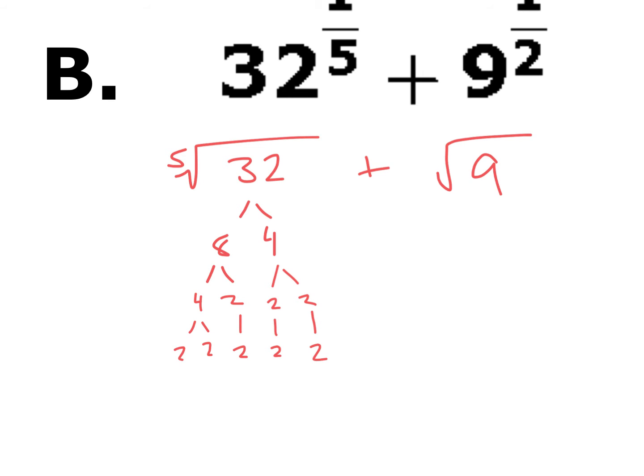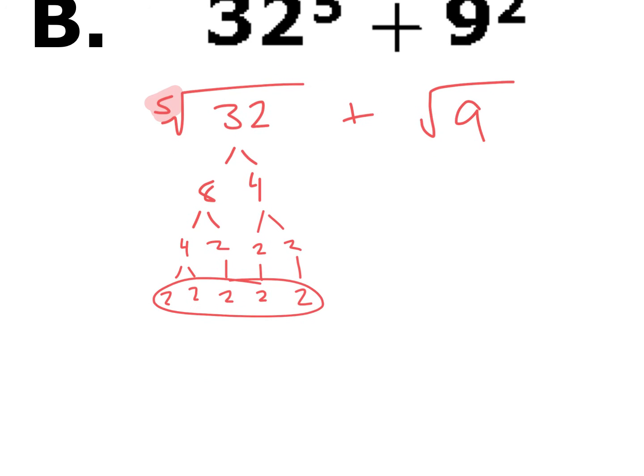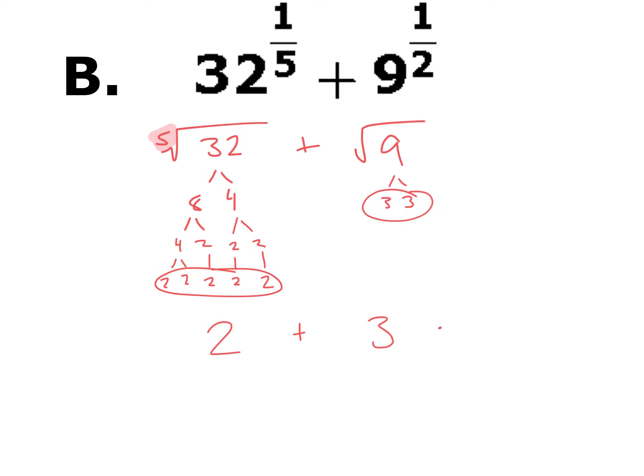We're circling groups of how many here? 5. Groups of 5. How many 2's do we have? 5. So we circle all of them. So what's our answer going to be here? 2. So we just simplified the fifth root of 32. Now let's simplify the square root of 9. What are two factors of 9? 3 and 3. That's it. Can't do anything else. We're circling groups of how many here? 2. So what would our answer here be? 3. What's 2 plus 3? 5. So 5 is our answer.